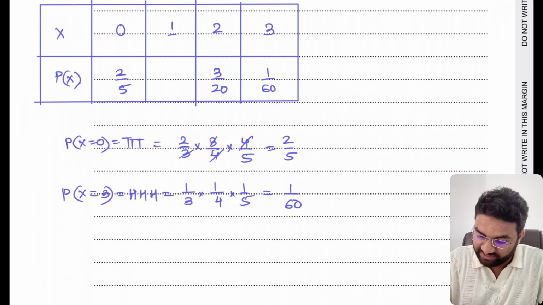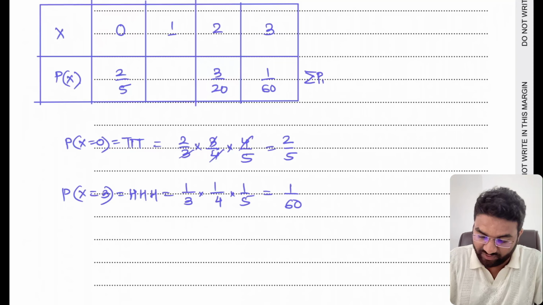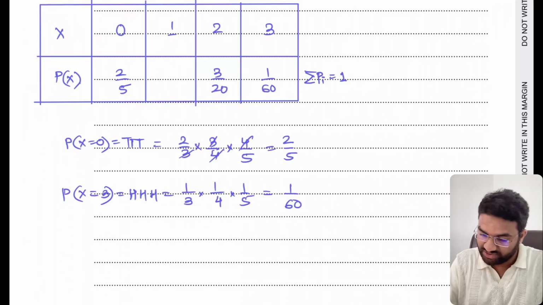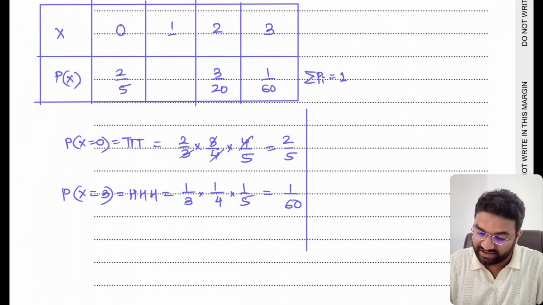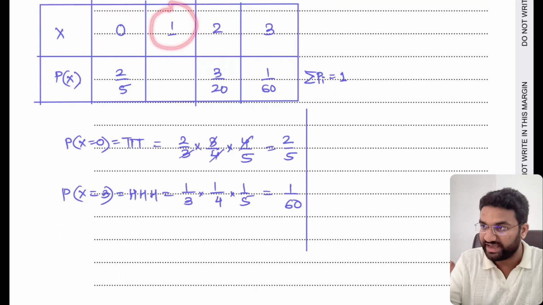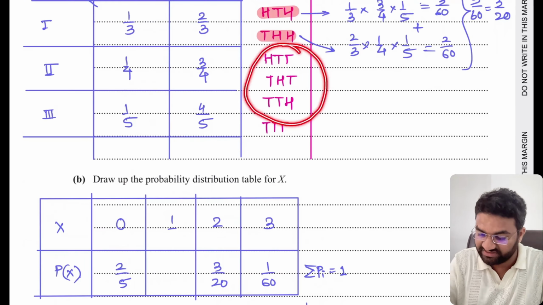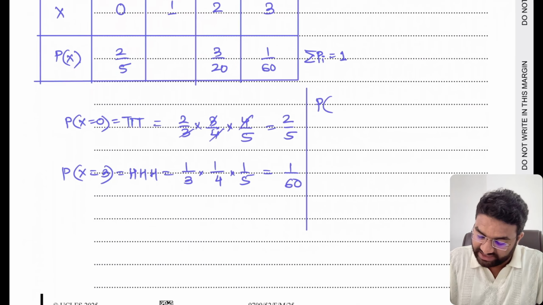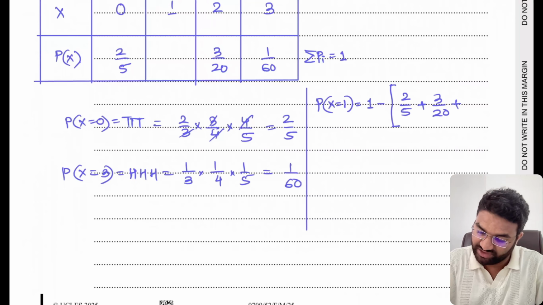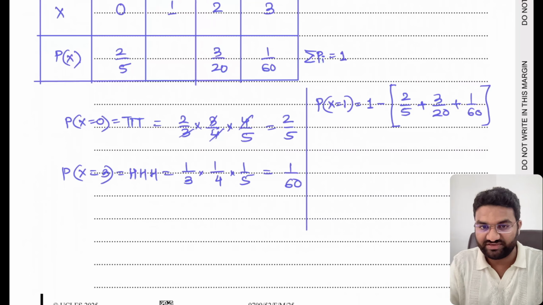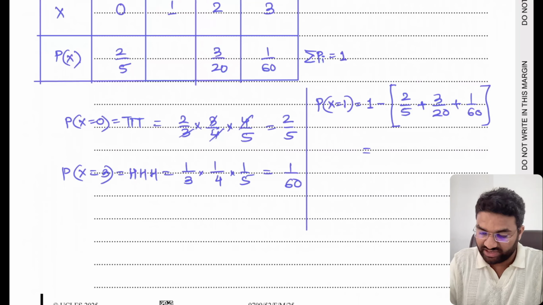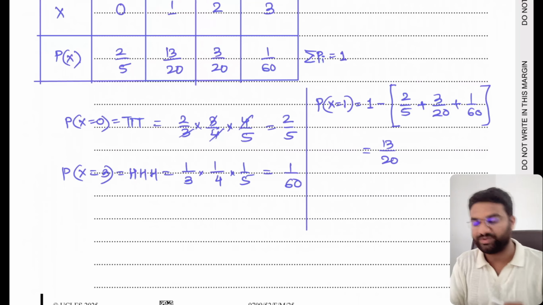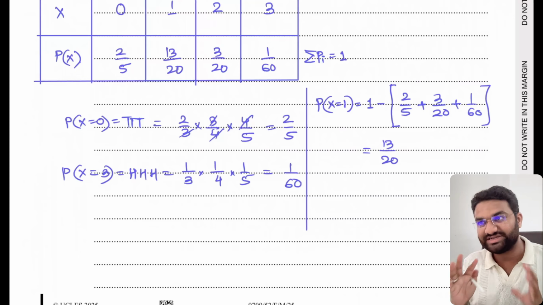Now I hope you know the sum of the probabilities of all the X values is always 1. We can use this equation to calculate the probability of getting one head, rather than doing all this calculation. You can go with the smart way. So probability of getting X equal to 1 head is 1 minus, you can subtract, 2 by 5 plus 3 by 20 plus 1 by 60. If you subtract it, you will get 13 by 20. Here also you can add 13 by 20. I hope you are getting all these things.